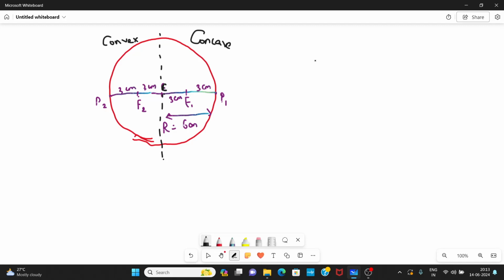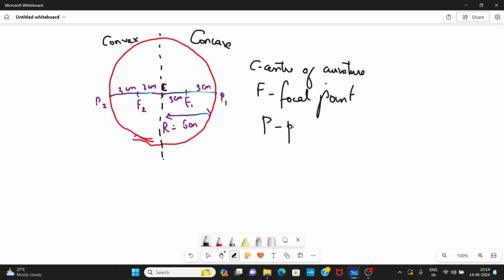Center of curvature is nothing but the radius of the circle, the radius of the whole circle we have drawn here. C is the center of curvature. And F is nothing but the focal point. P is the pole.